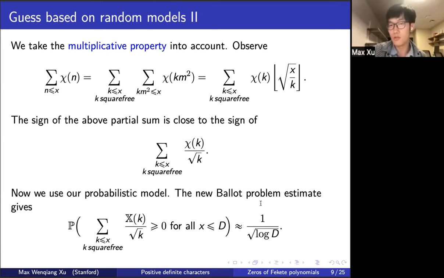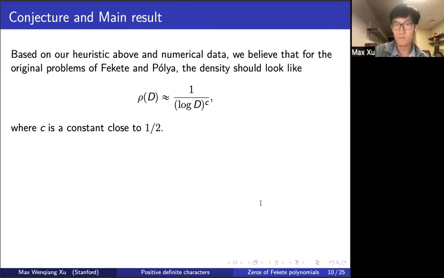It's not clear if it's correct or not, but anyway, we believe this heuristic, and actually we ran some numerics. So the numerics seem to show that for both of the problems, the density indeed looks like one over log d to the c, and c is at least close to half. It's not very clear at the moment if c will be literally half or very, very close, but at least the constant seems close to half. And so that's our guess.